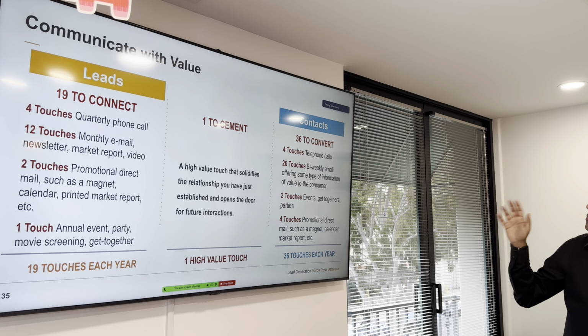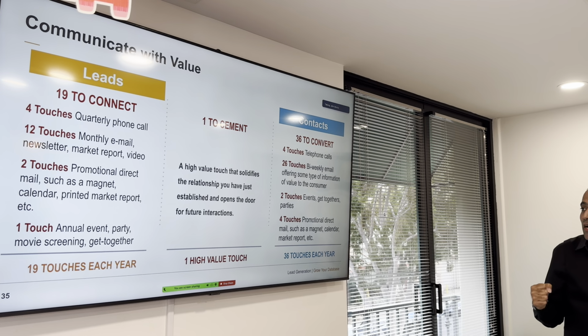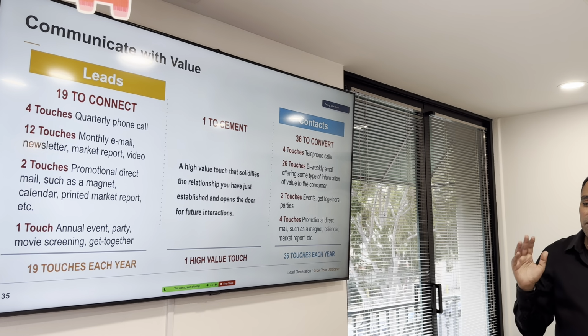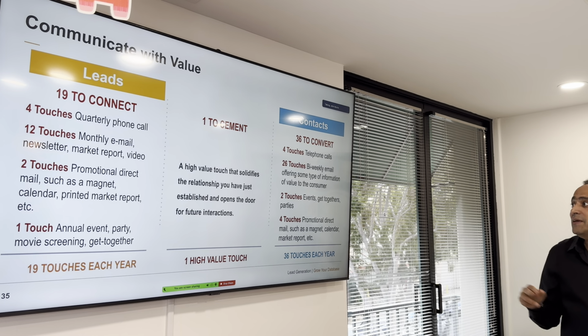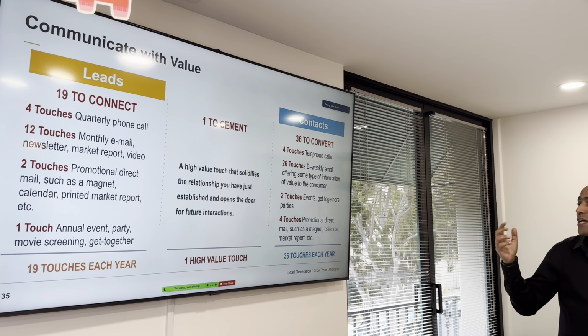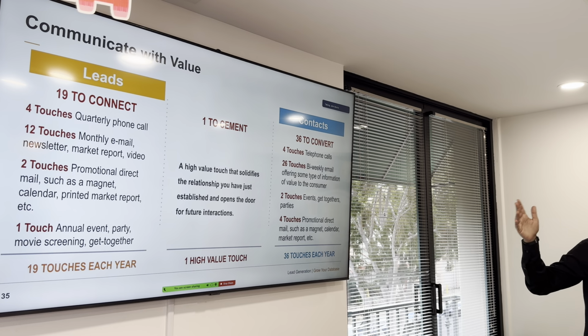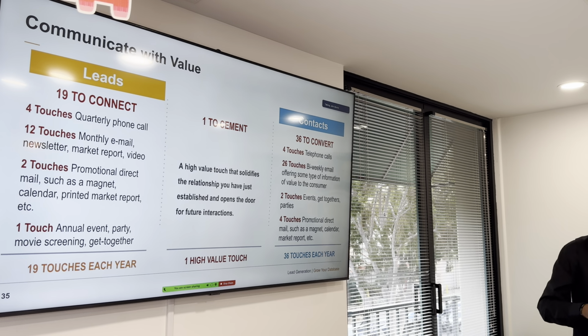The contacts take 36 touches to convert. And when I say converts, that means he's actually buying and selling with you. 4 touches, again, 4 calls. That means every 3 months you make a call. 26 touches: bi-weekly email. Because he's a contact now, you're in a relationship with him, so you can send him bi-weekly emails offering some type of information of value to the customer. Notice how it says some type of information of value to the customer. It has to be relevant to his hobbies or needs, as I mentioned, okay?